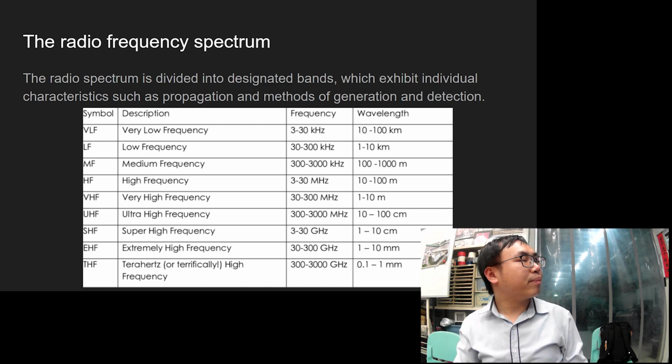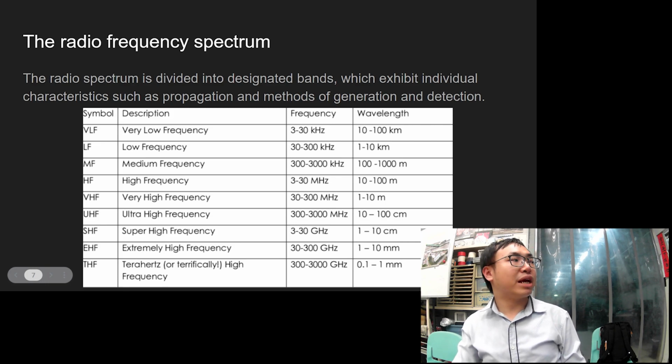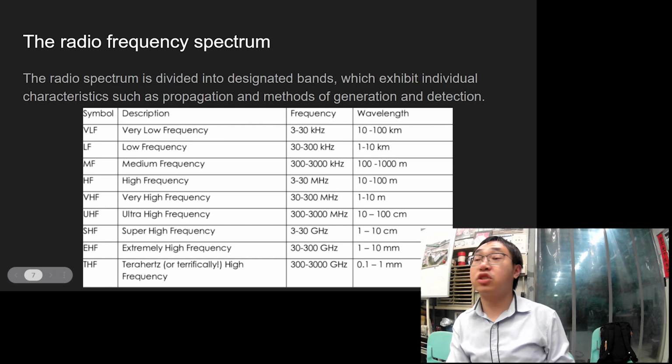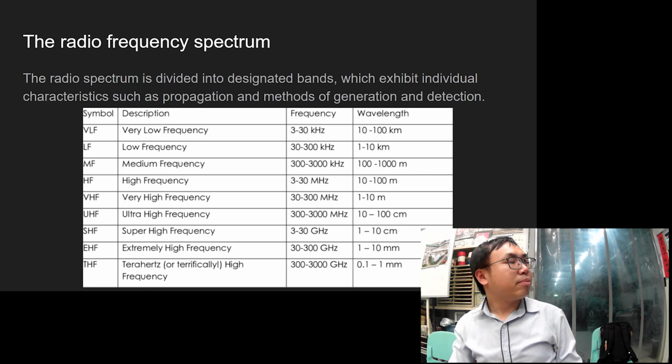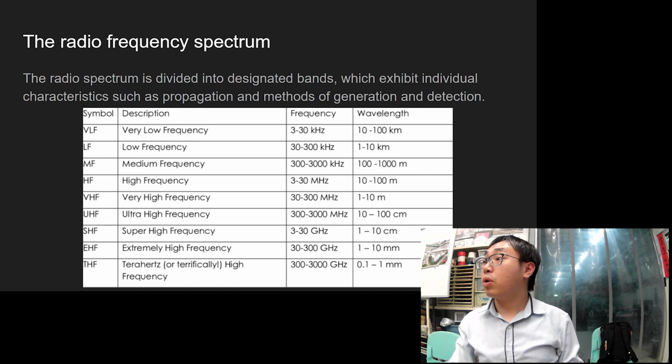So bear in mind, you can draw a line in the HF. After 3 megahertz: high frequency, very high, ultra, super, extremely high, terahertz, high frequency, THF. And below 3 megahertz: medium, low, and very low.